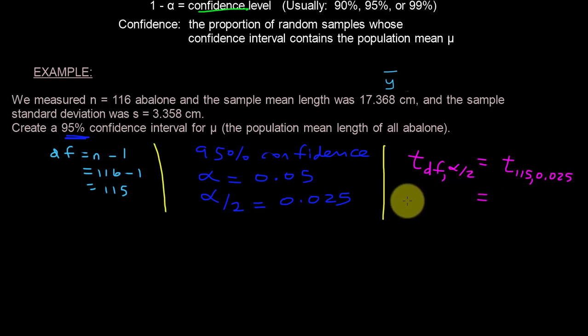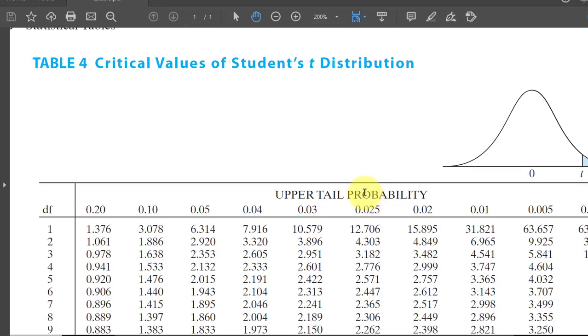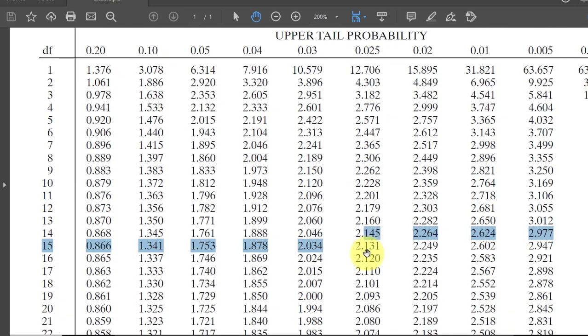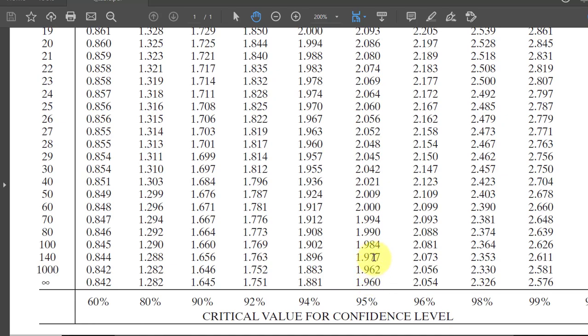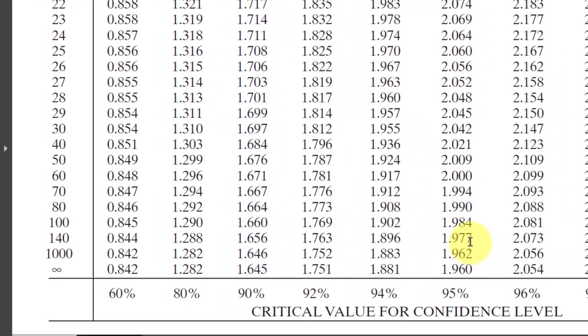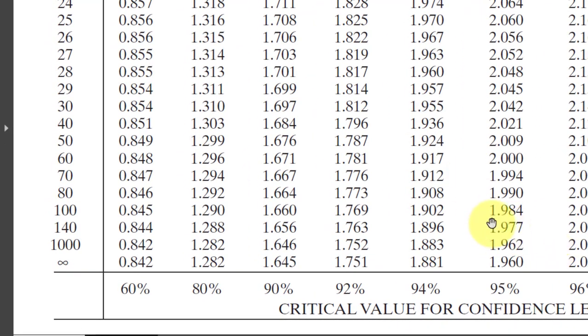So I'm going to display the t-table here, and we know where to go. Okay, so I'm going to scroll down. I see the column that says 0.025, and I want to go to the degrees of freedom. Hopefully that says 116. Now, we don't have 116 on this t-table, but we had mentioned in the previous video, we can just use the closest degrees of freedom. So I'm going to use 100, because that's the closest to 115 here.